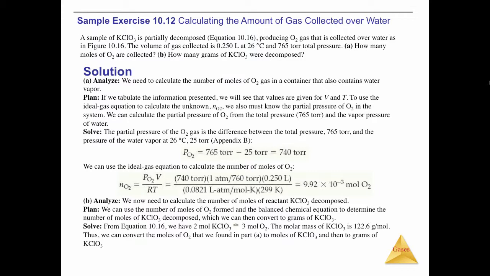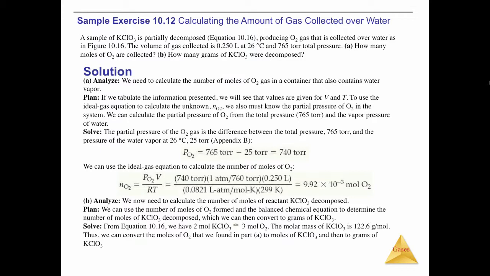The partial pressure of the oxygen gas is the difference between the total pressure, 765 torr, and the pressure of the water vapor at 26 degrees Celsius. There are tabulated water vapor pressures in Appendix B in your textbook. If we look up that value, we'll see that at 26 degrees Celsius, the water vapor pressure is 25 torr. We then subtract the water vapor pressure from the total pressure and get the pressure of just the oxygen, 740 torr. We can use the ideal gas equation to calculate the number of moles of oxygen.